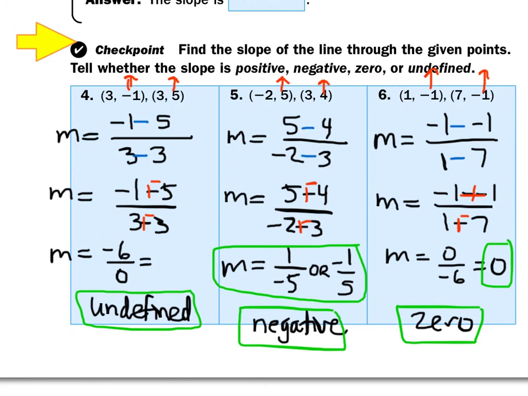And then take a look at number 6. 1 comma negative 1, let the y's rise. 7 comma negative 1, let the y's rise. So then we have negative 1 minus negative 1 over 1 minus 7. And so these two negatives make a big giant plus sign, so you get negative 1 plus 1 is 0 on top, and 1 plus negative 7 is negative 6 on the bottom. Well, 0 divided by anything is just 0, so this line would have a 0 slope.